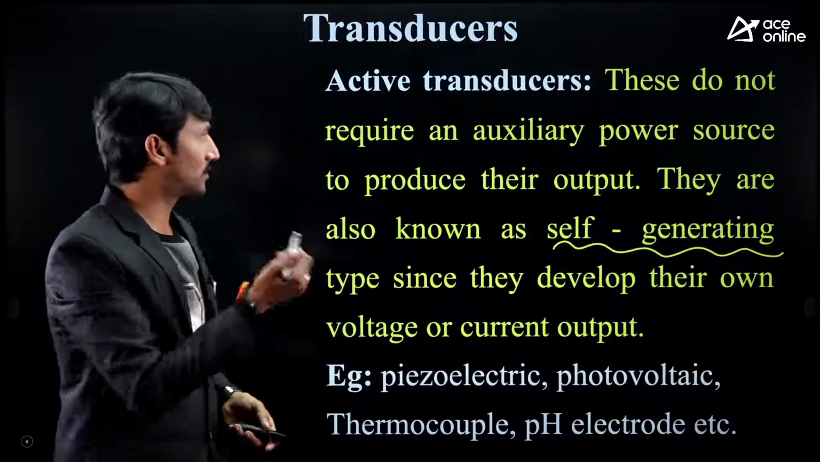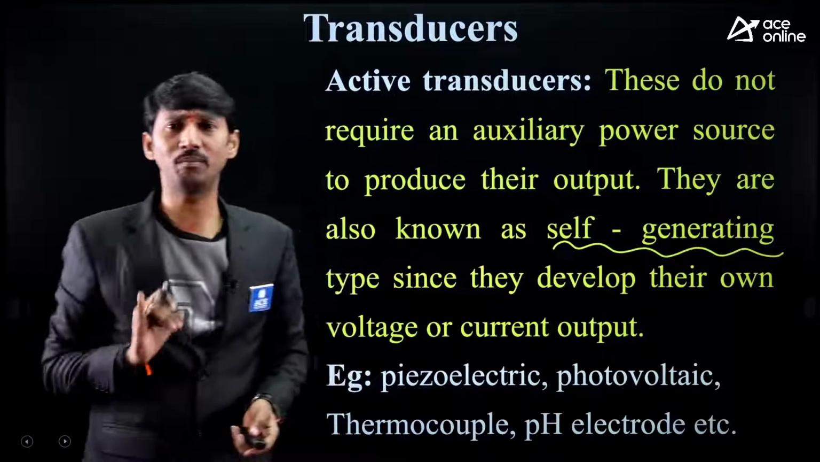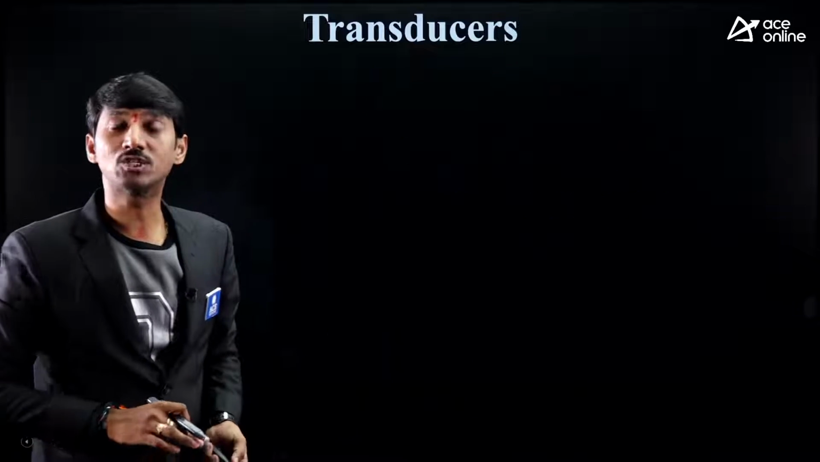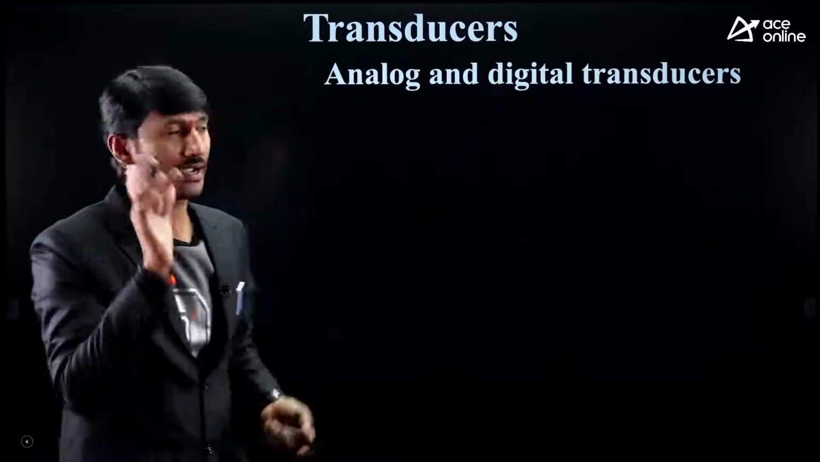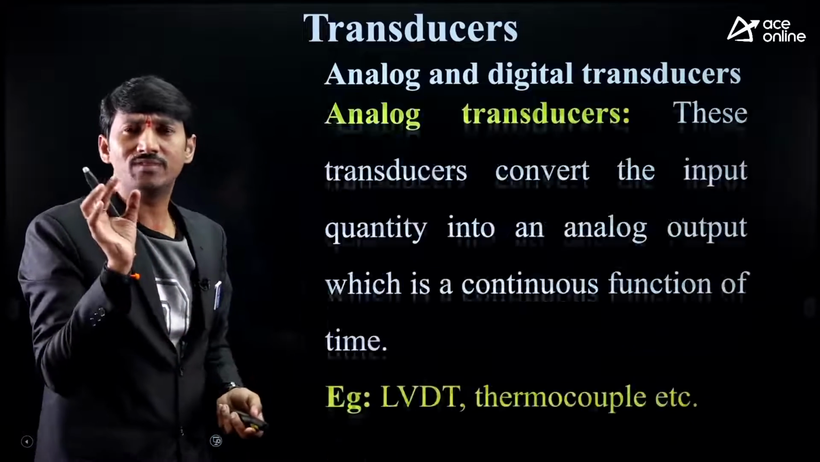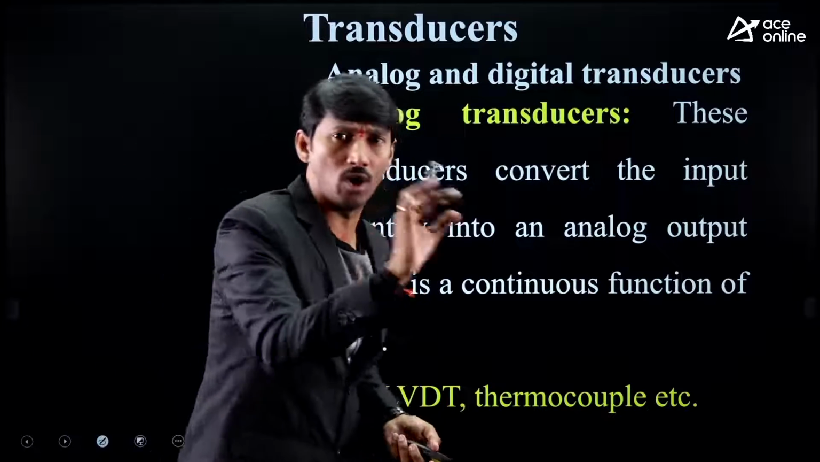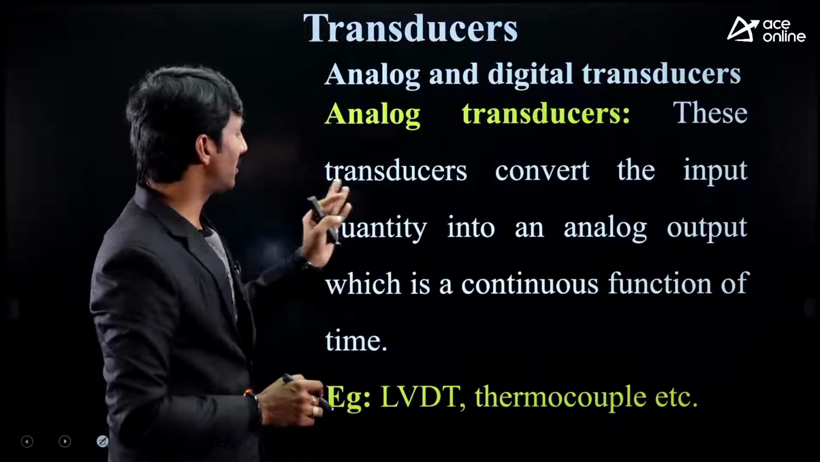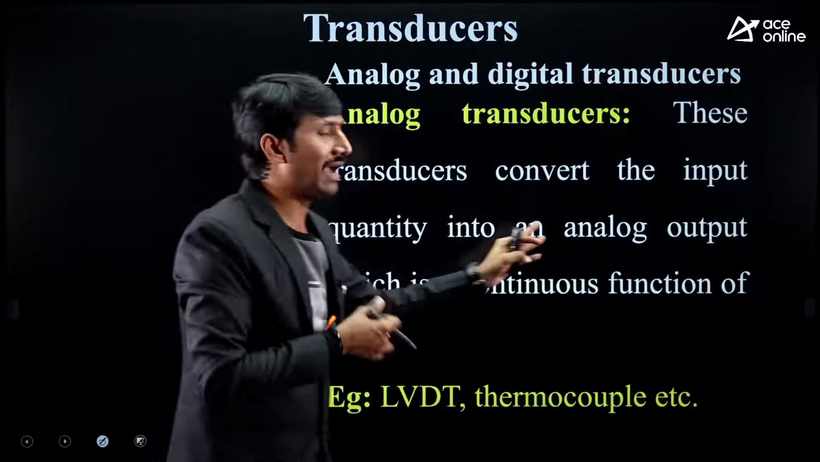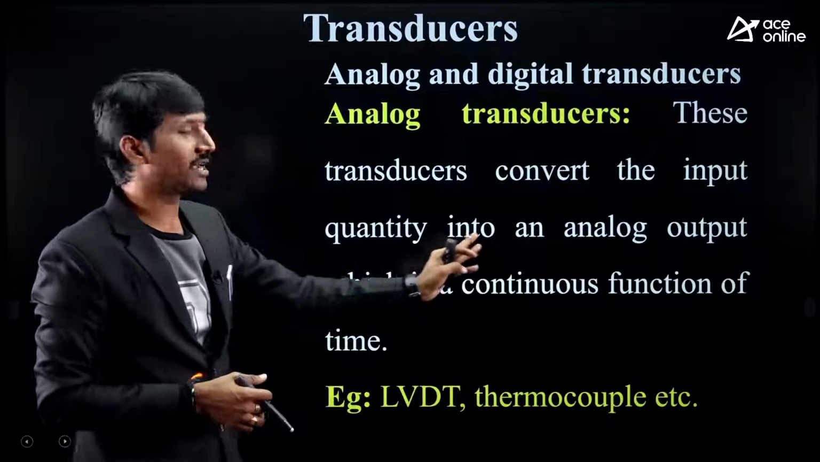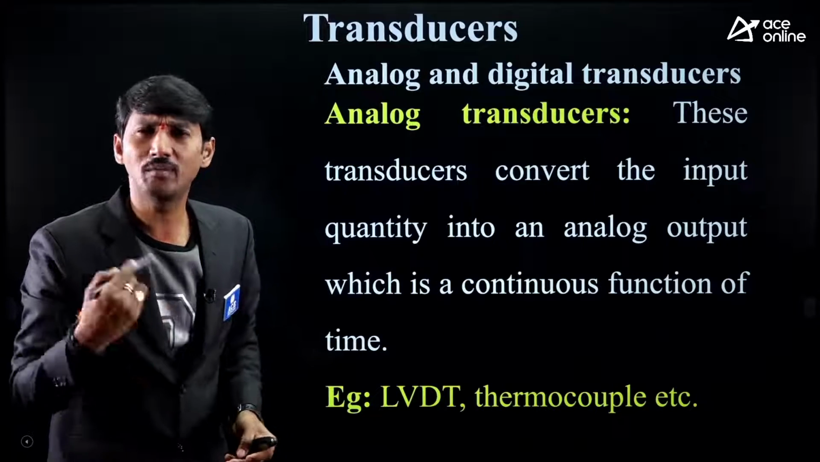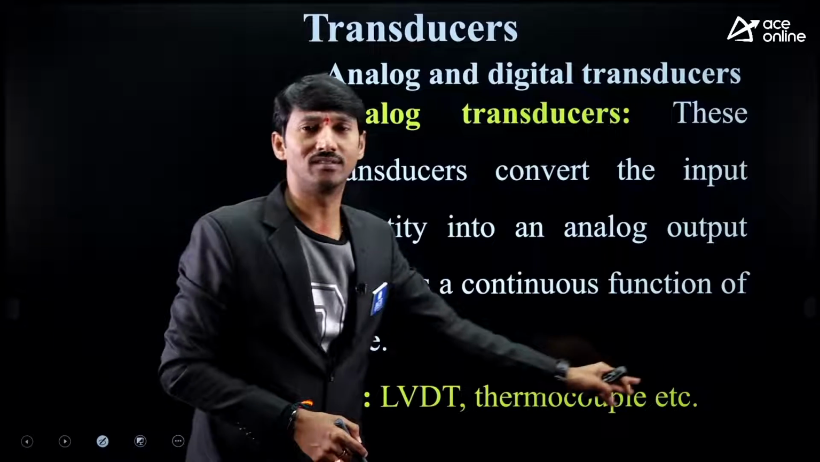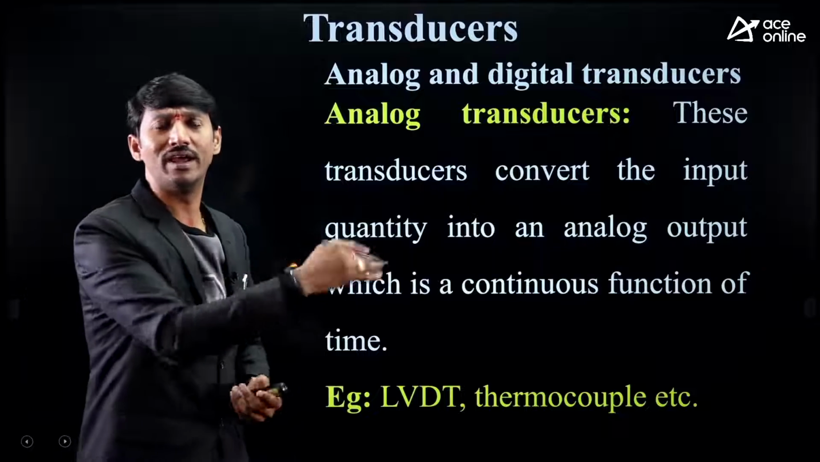Clear? Transduction-based, primary and secondary, and passive and active are over. Next one is analog and digital transducers. Very simple. If the output is in analog form, that is an analog transducer. These transducers convert the input quantity into an analog output, which is a continuous function of time. Examples: LVDT, thermocouple, etc. all come under the analog type.